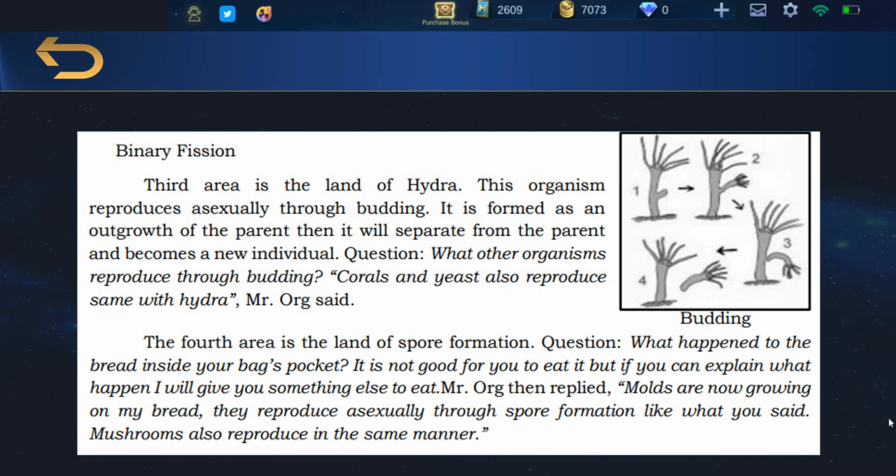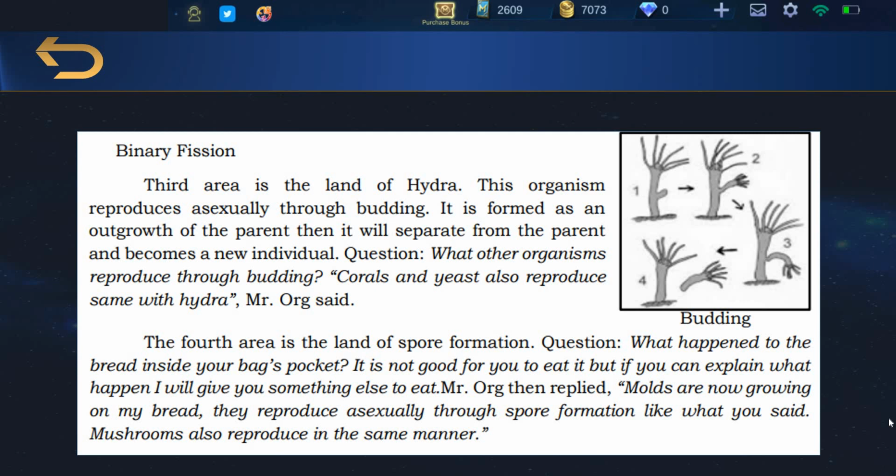The third area is the land of hydra. This organism reproduces asexually through budding. It is formed as an outgrowth of the parent. Then it will separate from the parent and becomes a new individual. And this is the question. What other organisms reproduce through budding? Mr. Org answered, corals, yeasts also reproduce with hydra.